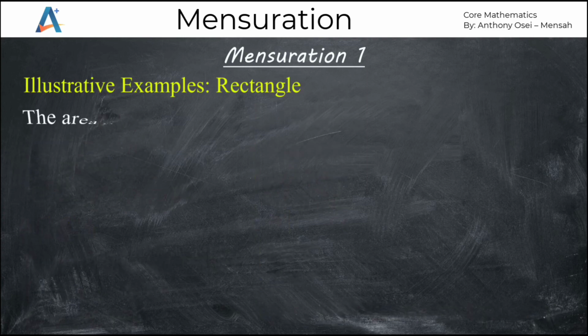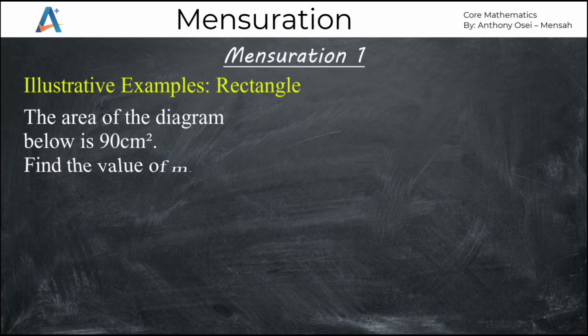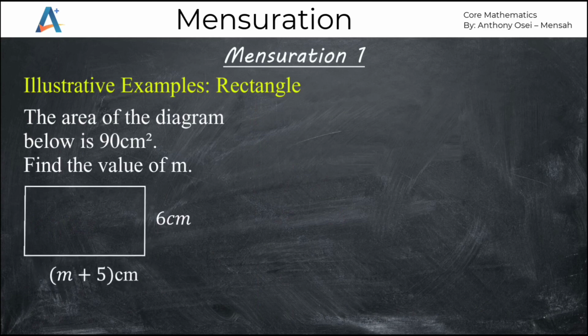And this question reads, the area of the diagram below is 90 centimeters squared. Find the value of m. So this is the diagram. We have the length as (m + 5) centimeters, and then the width is 6 centimeters. We've been asked to find the value of m. Let's get into the solution.